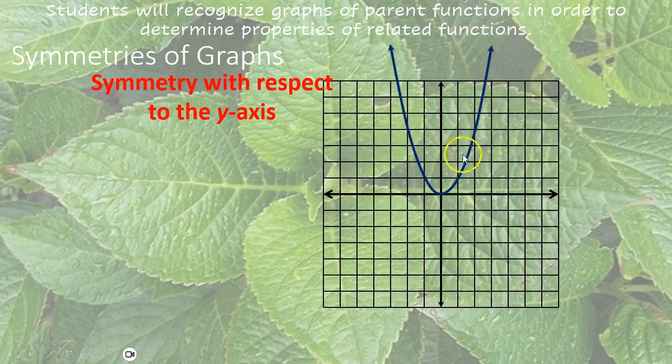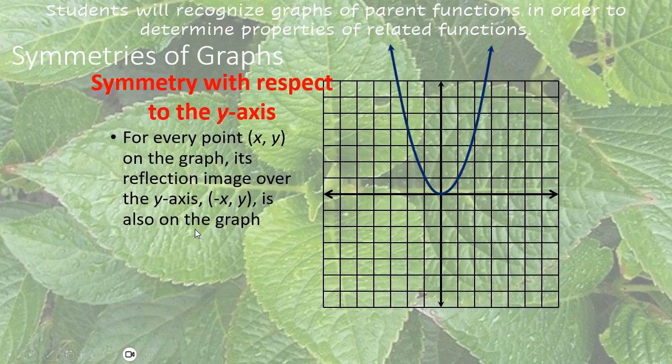So when you're looking at this particular function, if we were physically able to fold it on the y-axis, the right side would be on top of the left, or the left would be on top of the right. They're mirror images of one another. And so for every point x, y on the graph, its reflection over the y-axis is negative x, y. So if the ordered pair 2, 4 is on that graph, then negative 2, 4 also has to be. The y value stays the same, the x value changes. So we have to keep that in mind.